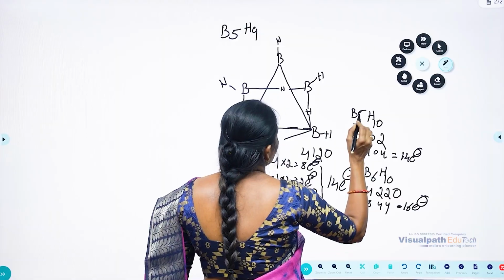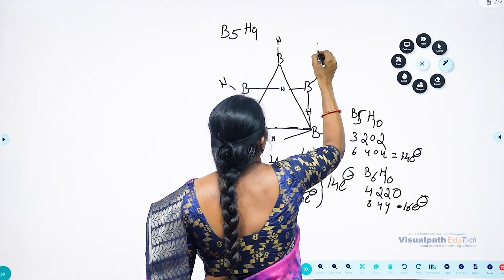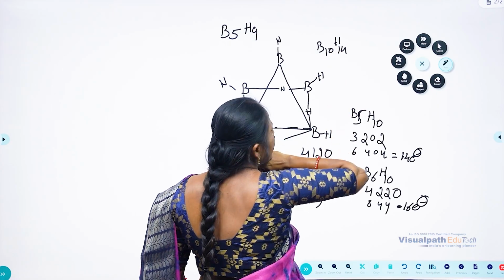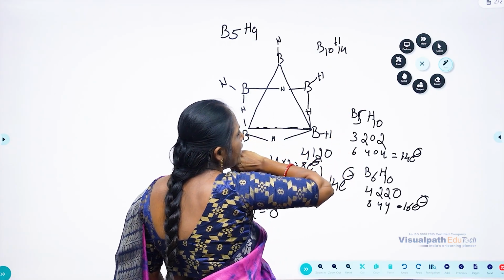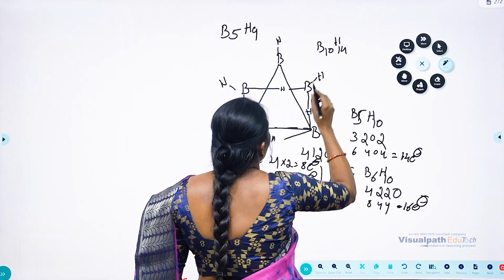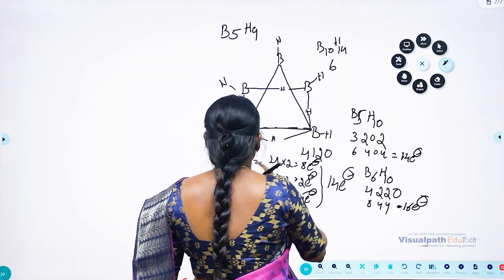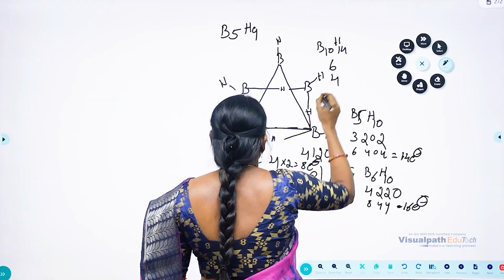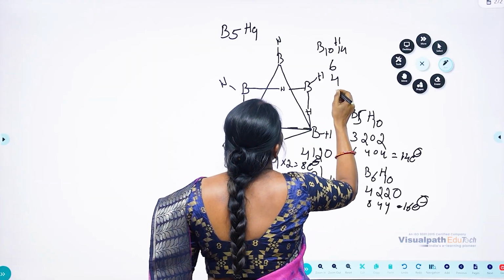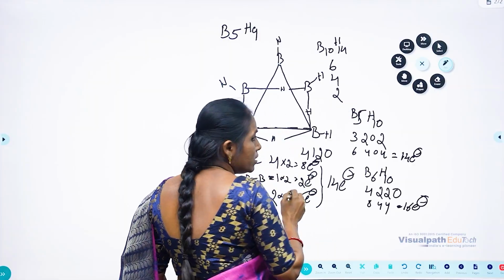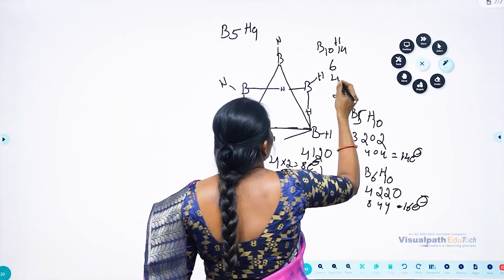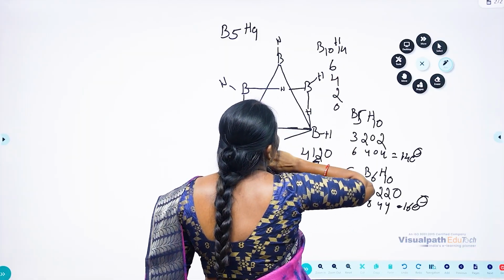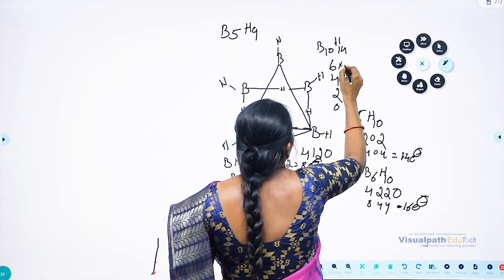Next we see the last one, that is B10H14. In this B10H14, BHB bonds are 6 possible and BB bonds are 4 possible, and BB bonds are 2 possible, and there are no BH2 groups. So here the syntax number is 6420. And how many electrons are possible here? It is 2.